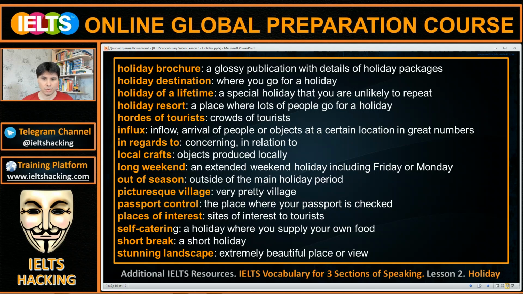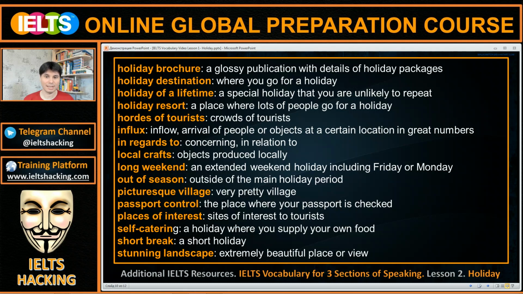In regards to, concerning, in relation to, this is like 99% the same as for. I love the in regards to as well. You can say regarding as well, but in regards to, in my opinion, sounds cooler, but that's just a personal subjective opinion. Local crafts, objects produced locally.